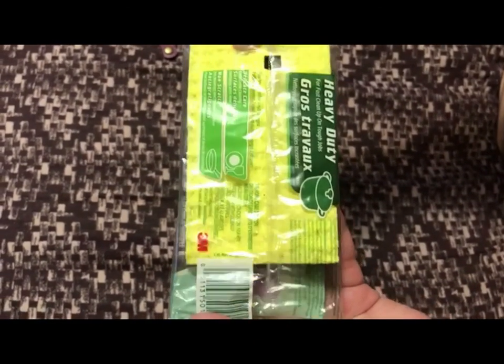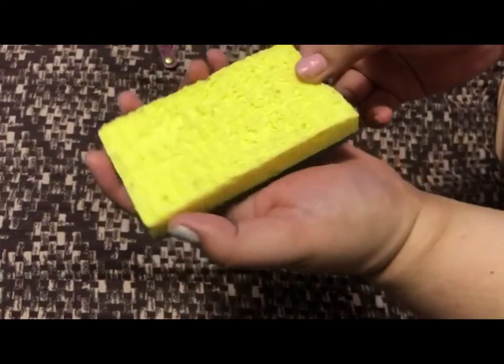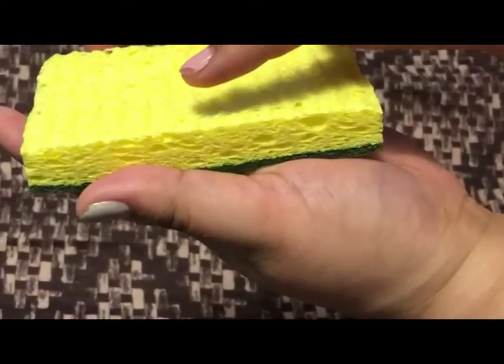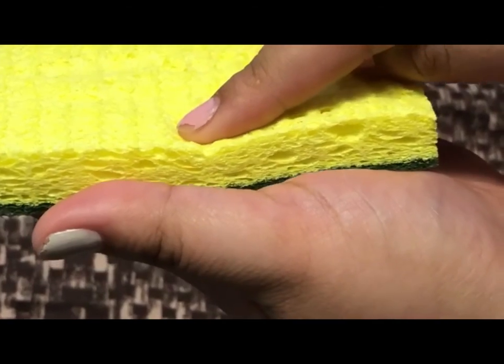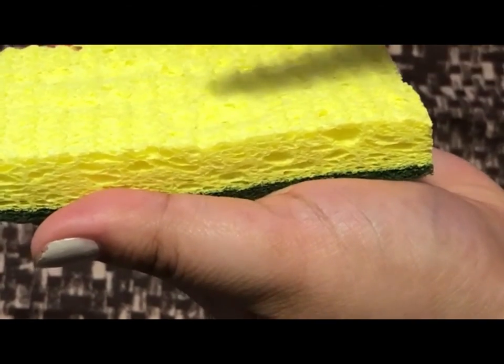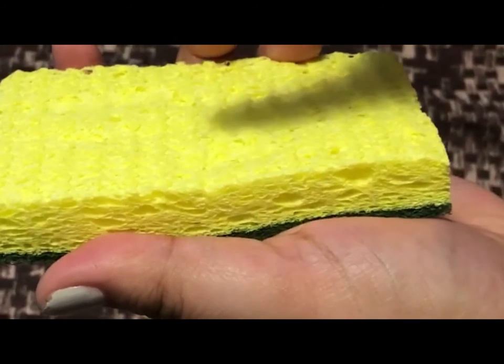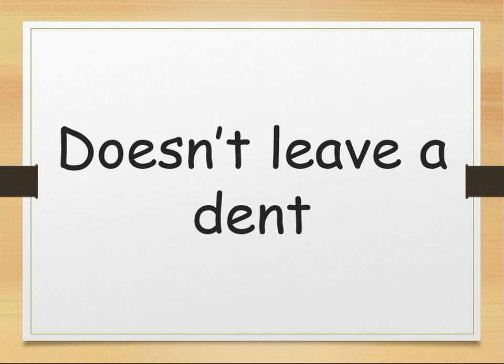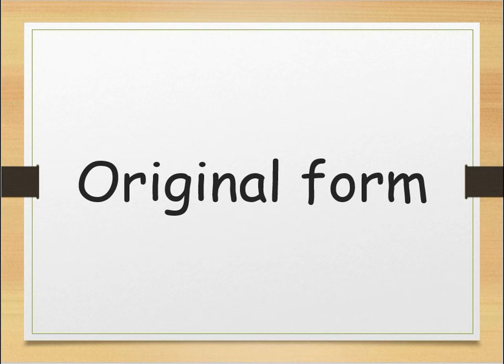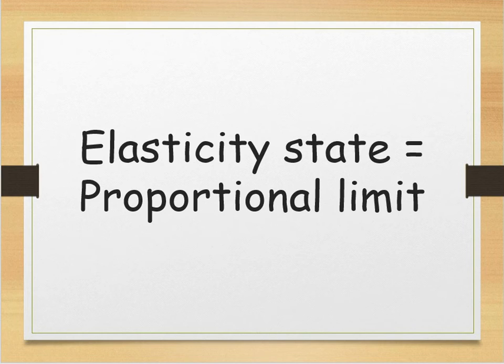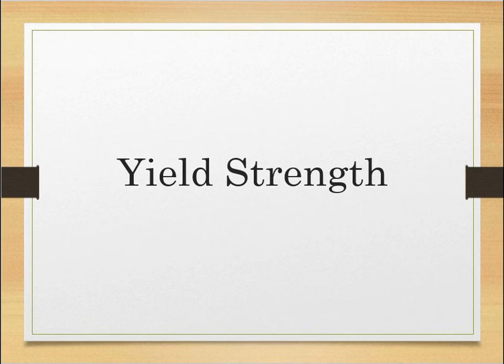If you put pressure on it by pressing with your finger, the form of the sponge changes as you press your finger into it. This shows that the structure of the material is receiving the force coming from your finger, but it doesn't leave a permanent dent in it. It goes back to its original form as you release the pressure. By going back to its original form, it stays in its elasticity state, which is the proportional limit.